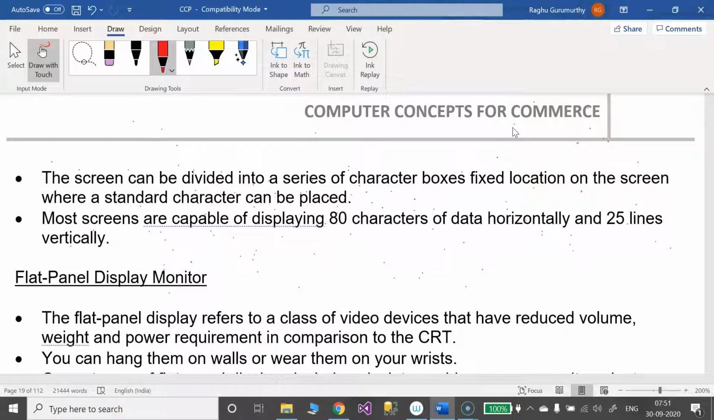The screen can be divided into a series of character fixed locations on the screen where a standard character can be placed. I mean to say, in a monitor, the place for a character is fixed, on which the standard characters are displayed. Most screens are capable of displaying 80 characters of data horizontally and 25 lines vertically. Probably we are not using these devices nowadays, we have very sophisticated monitors. Anyhow, we need to know what exactly a cathode ray tube is and how it displays.